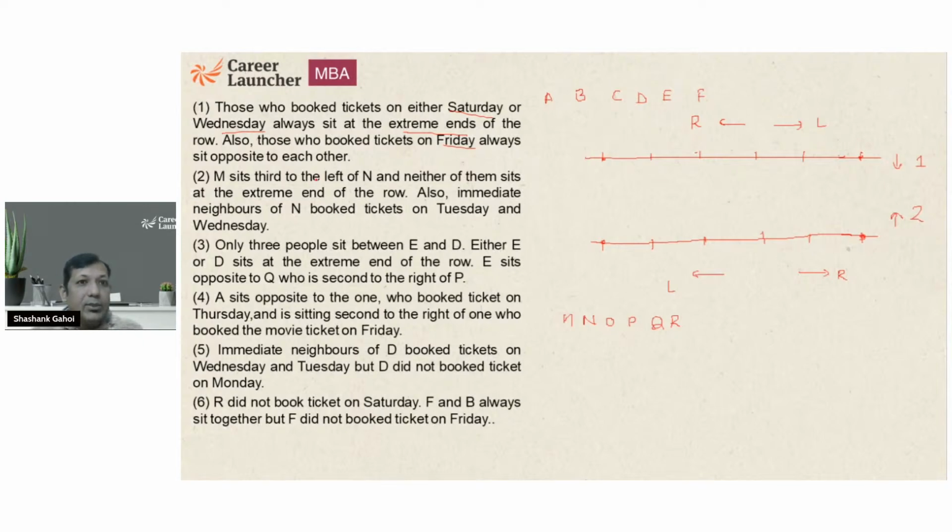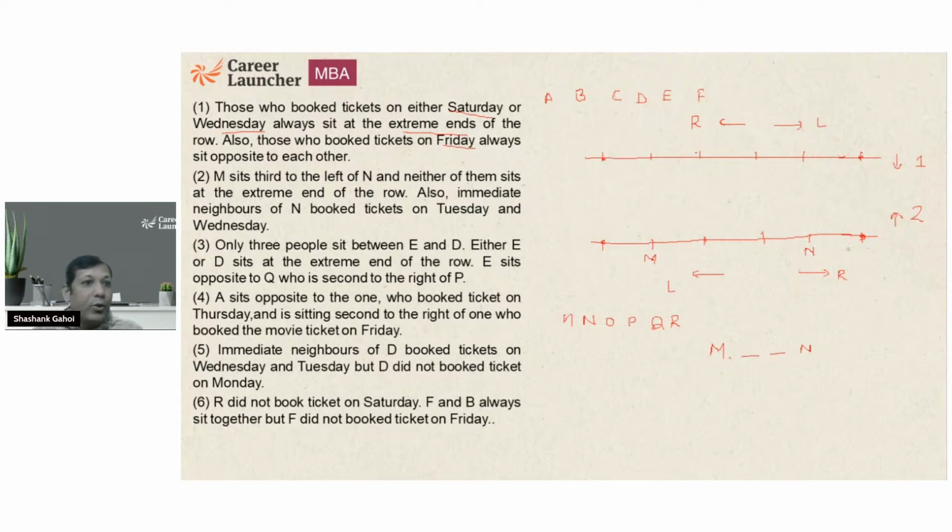M sits third to the left of N, so N, 1, 2, 3. M sits third to the left of N, and neither of them sits at the extreme end. So basically, if you look carefully, there is only one possible arrangement. N is here, M is here. There is no other arrangement that's possible because neither of them can sit on the opposite ends. So N must be here, M must be here.